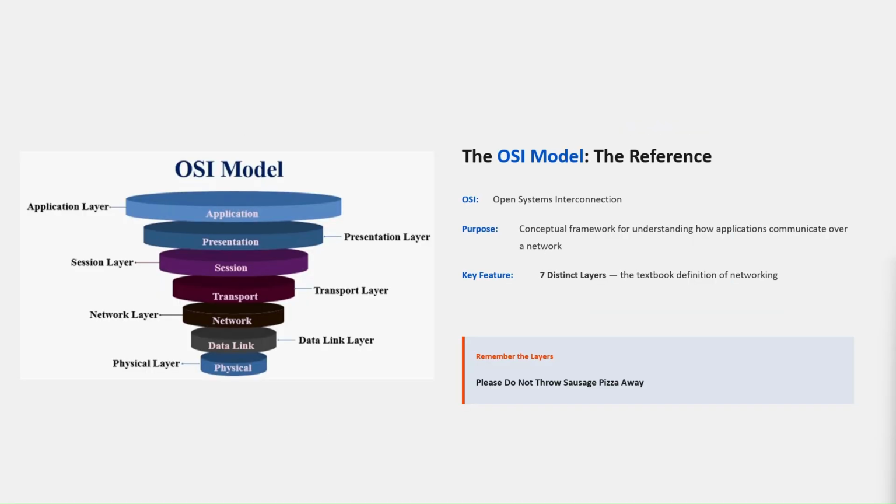First up is the OSI model, or Open Systems Interconnection model. Think of the OSI model as a textbook definition of networking. It's a theoretical seven-layer framework developed by the International Organization for Standardization. What a mouthful. So it's ISO.